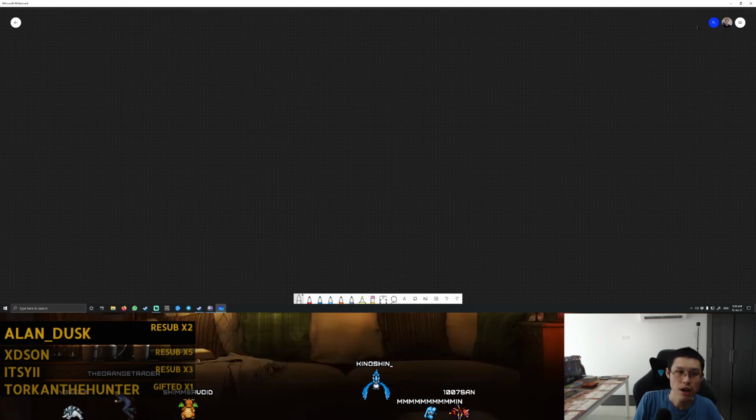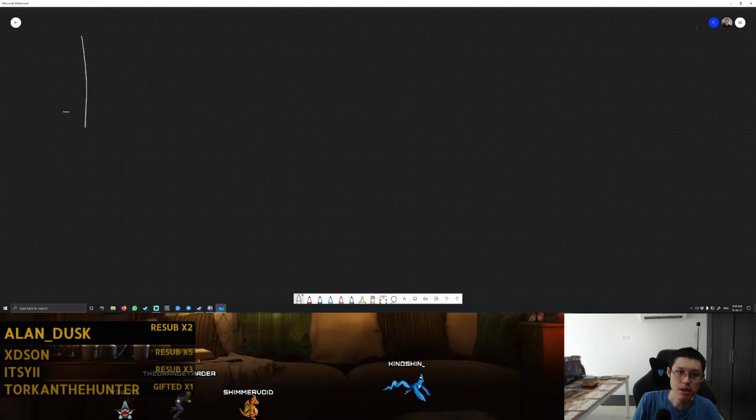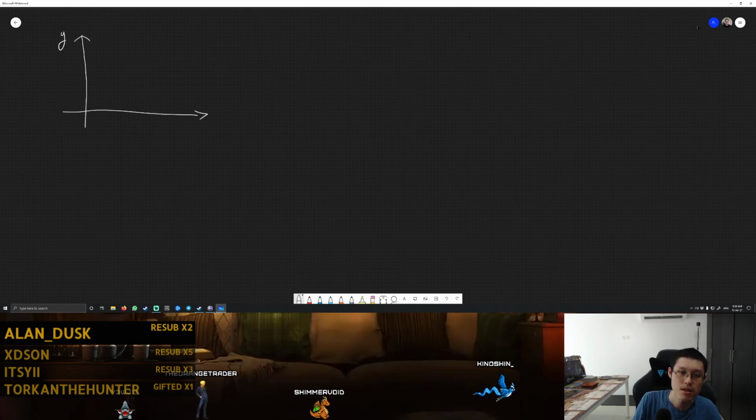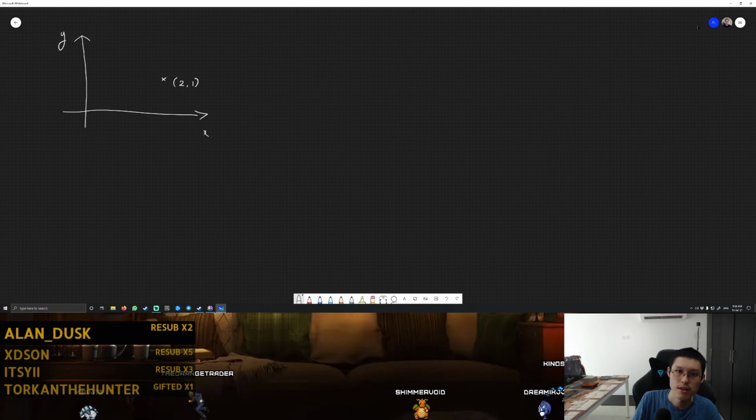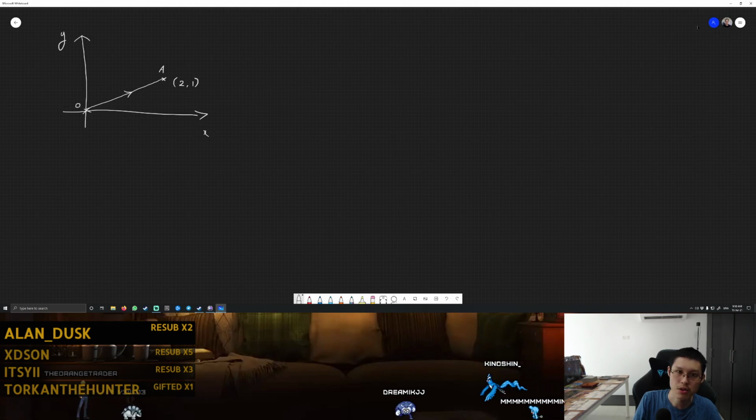Right, so how should I explain this? Let me start from this: let's say you have a Cartesian plane and you have a point on the Cartesian plane. We'll call this point 2, 1. So 2, 1 is the coordinate of the point. But if I were to draw a line from the origin to the point and label it with an arrow like that, let's say we'll call this origin O, and this 2, 1 coordinate, we'll call it A.